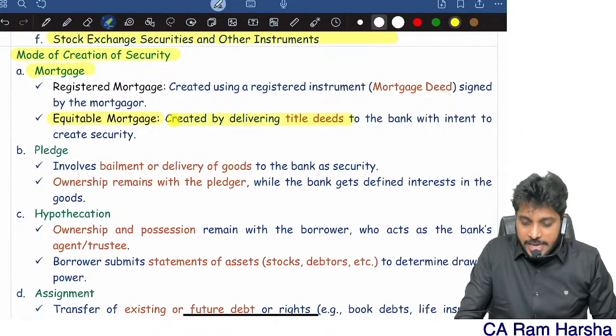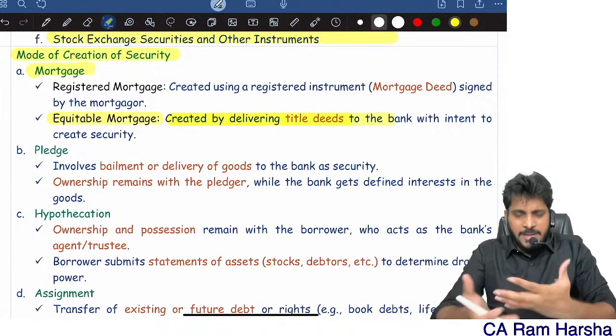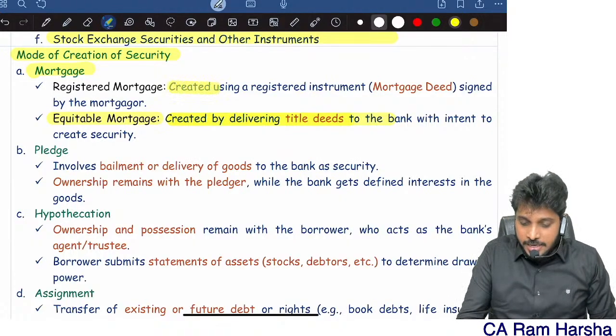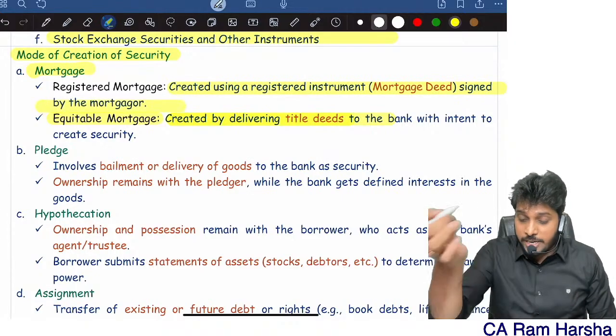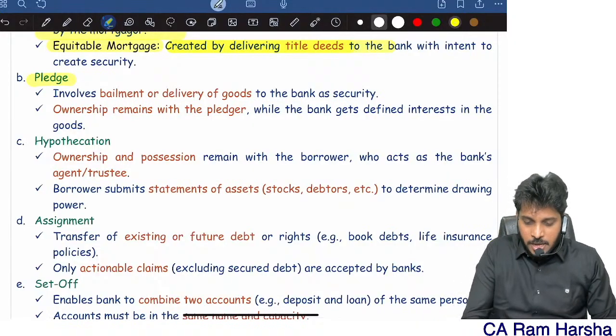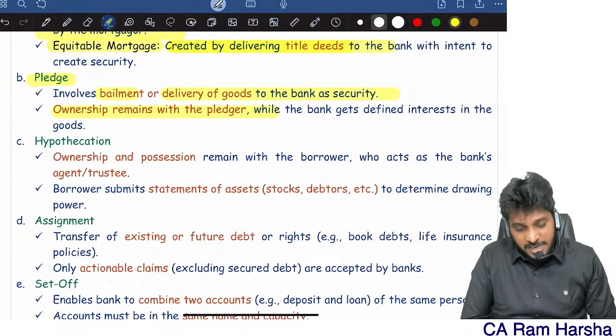In an equitable mortgage, title deeds are given to the bank and it gives a loan, keeping the title deeds with it. That's not as secure. A registered mortgage is created using a registered instrument signed by both mortgagor and mortgagee. Pledge: gold loan is the best example of a pledge. Bailment or delivery of goods will happen. Ownership remains with the pledgor.